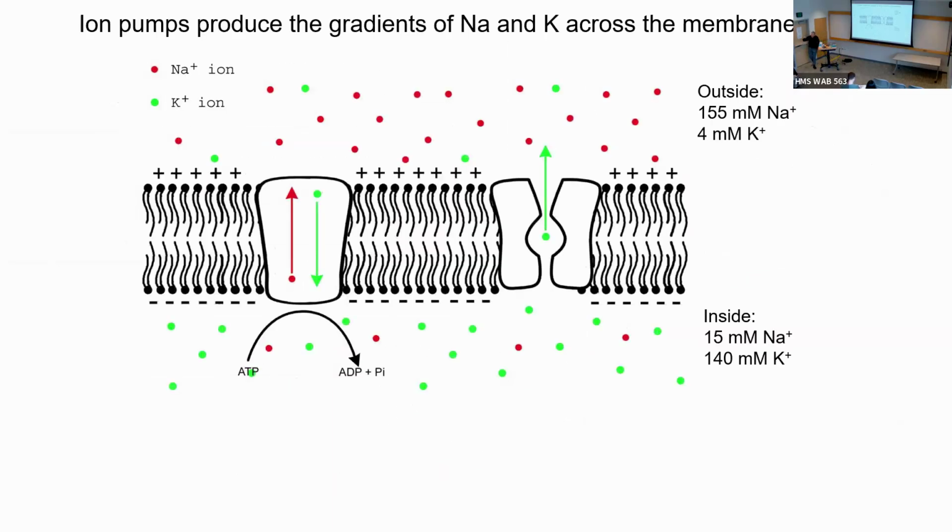And just a brief digression. So how do you generate this gradient of potassium and sodium? That's done using energy. That's done using pumps that actively extrude sodium and carry potassium into the cell. So the main pump is the well-known sodium potassium ATPase pump that pumps sodium out, potassium in, and uses energy from ATP to do it.